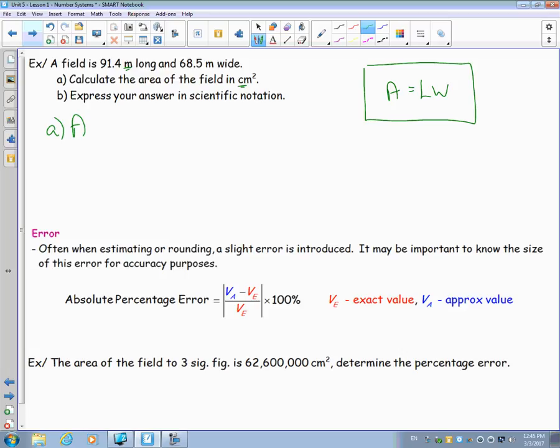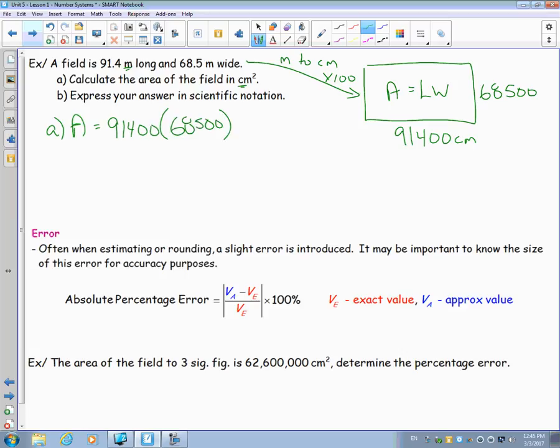Meters to centimeters. 91.4 meters, we times it by 100. 91,400 centimeters. 68.5, 68,500 centimeters. Okay, meters to centimeters we're going to multiply by 100. It's easier to do conversions first and then multiplication. So I end up with 91,400 times 68,500, and that would give me 62,609,000 centimeters to 3 sig figs.